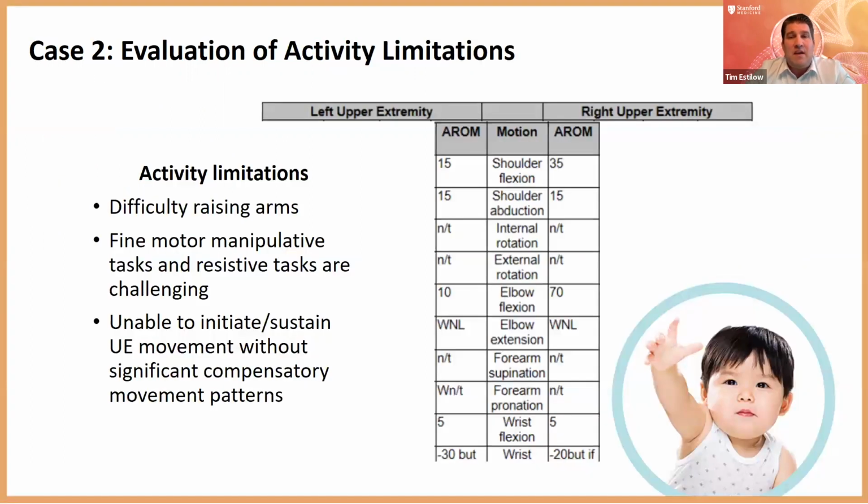So from an activity standpoint, you see here all these limitations in range of motion. What does that mean? Difficulty raising the arms. He also had distal weakness in the hand, with limitations in extension of the fingers. So he had a pretty severe upper extremity presentation that impacted him globally.